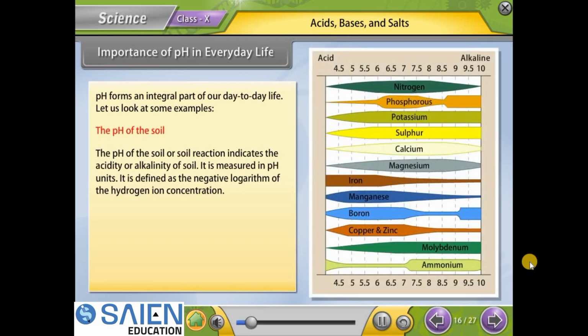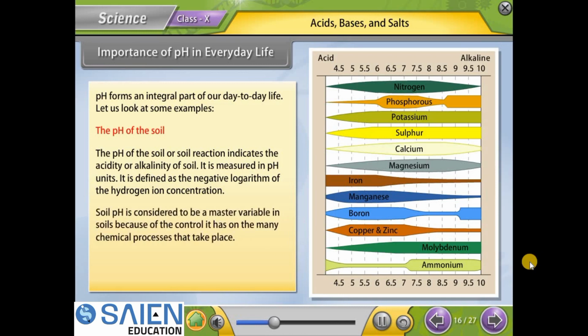The pH of the soil, or soil reaction, indicates the acidity or alkalinity of soil. It is measured in pH units. It is defined as the negative logarithm of the hydrogen ion concentration. With the increase in the amount of hydrogen ions in the soil, pH decreases, leading to the soil being more acidic.